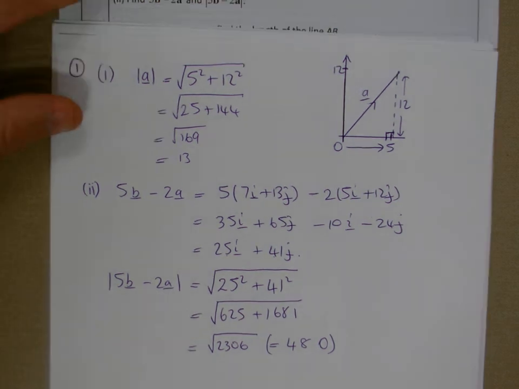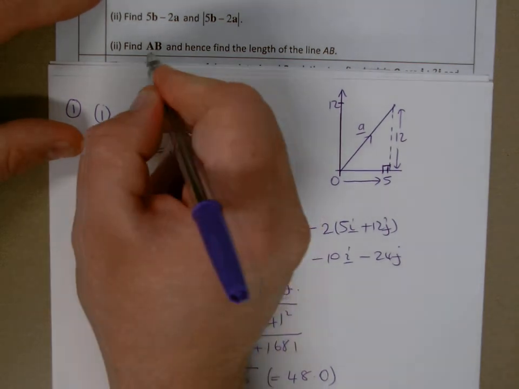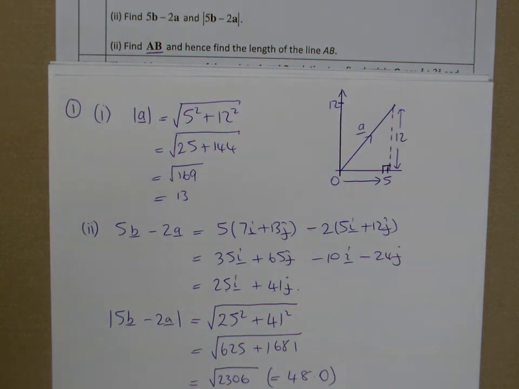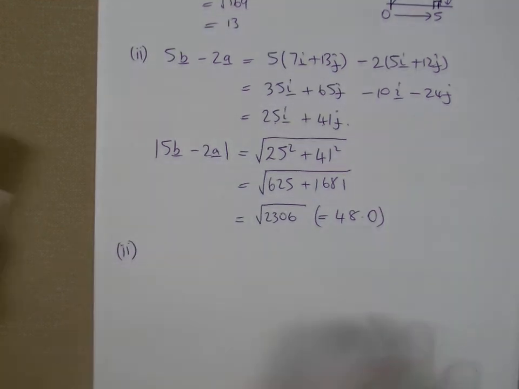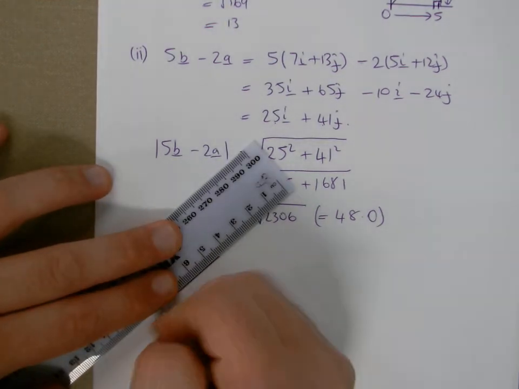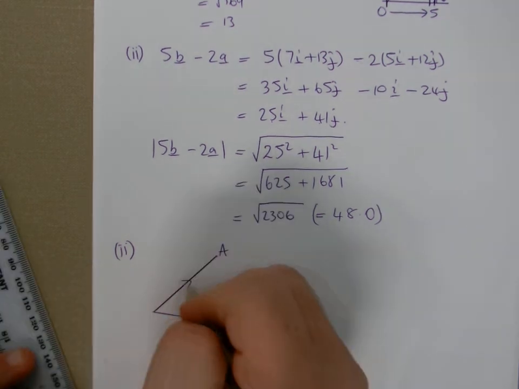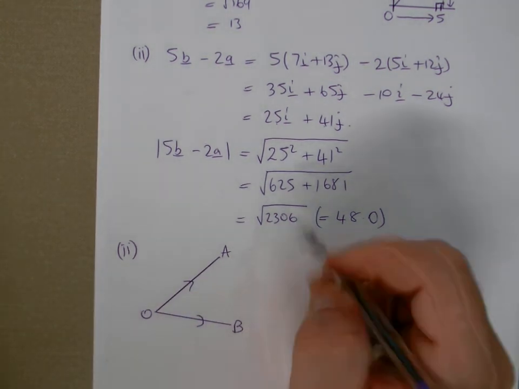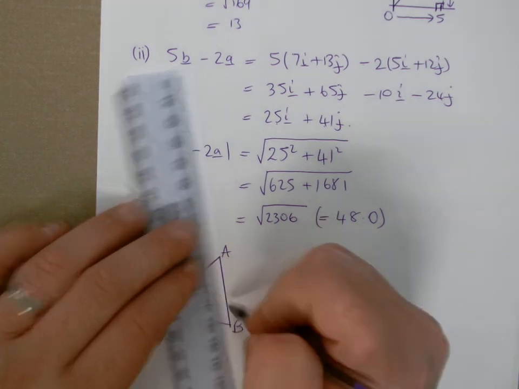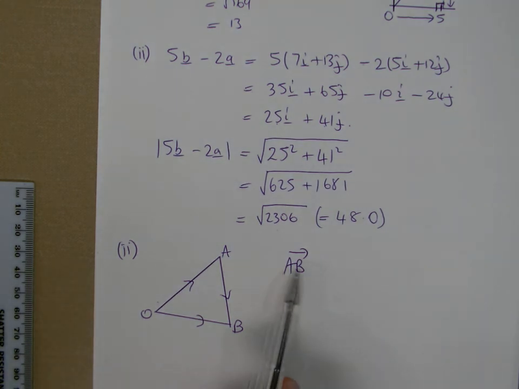So part 3 then, it says find AB, and hence find the length of AB. So we want to find the vector AB. When you see it bolded there, that's what they're after, the vector AB. Now, a diagram is really helpful here. So quite simply, I'm going to identify A on my sketch and B, relative to the origin. Now, if I want the vector AB, then essentially I need to write it like that. That's how you write the vector going from A to B, with an arrow above.